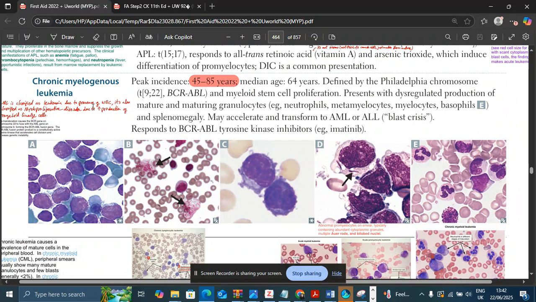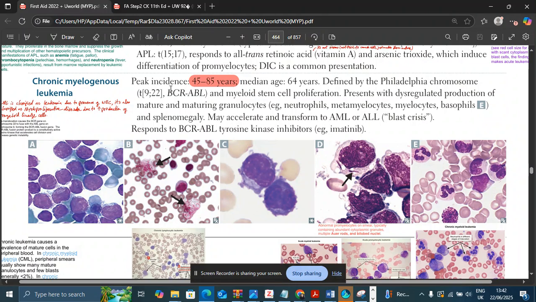CML can transform into AML or ALL, which is called blast crisis. This condition can transform into ALL or AML, acute leukemia, acute lymphoblastic leukemia or acute myelogenous leukemia, which is called blast crisis.